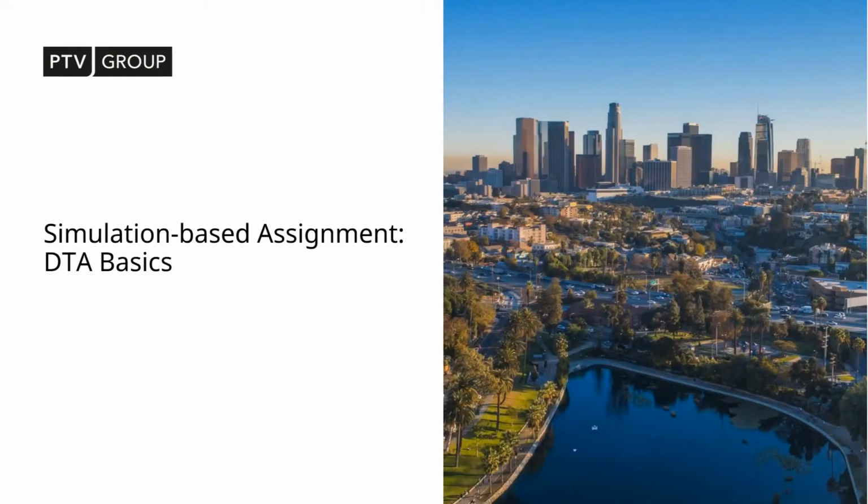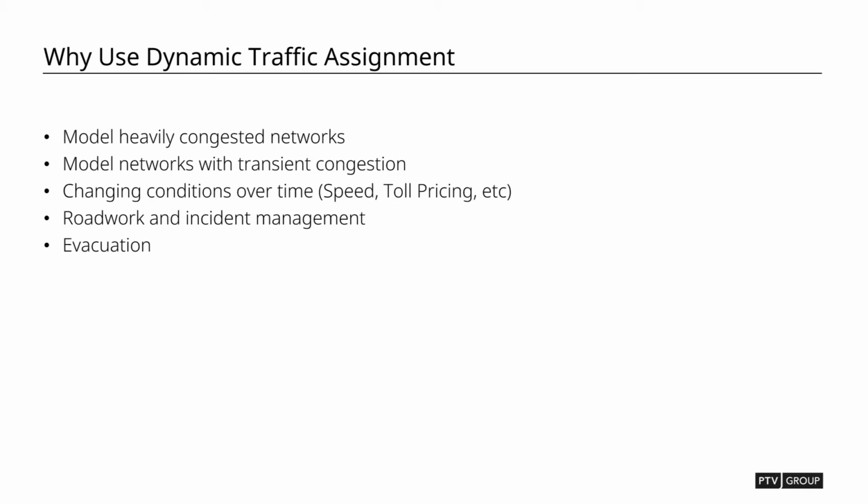All right, so DTA basics. Why would some people use dynamic traffic assignment? As opposed to static assignment, you have the ability to make things change over time. So it's really useful for modeling things like heavily congested networks, where demand may be changing over time. Any networks where you have transient congestion, conditions change over time, such as speed limits, toll pricing. Also for doing things like roadwork and incident management, where you may have lane shutdowns, rerouting, things like that. And evacuation planning is another area where we see this utilized quite a bit.